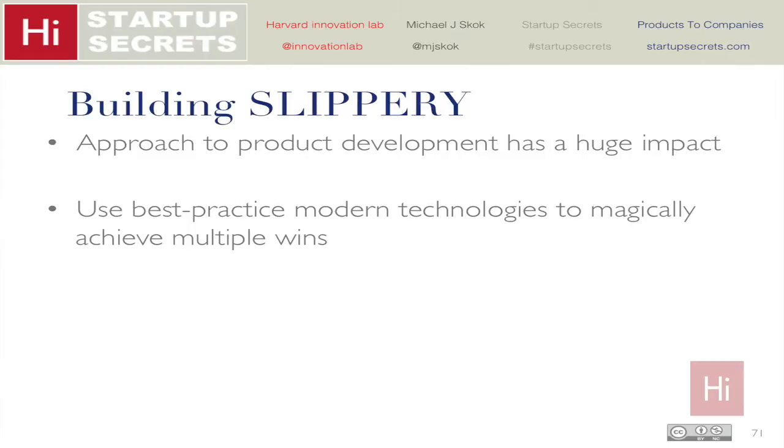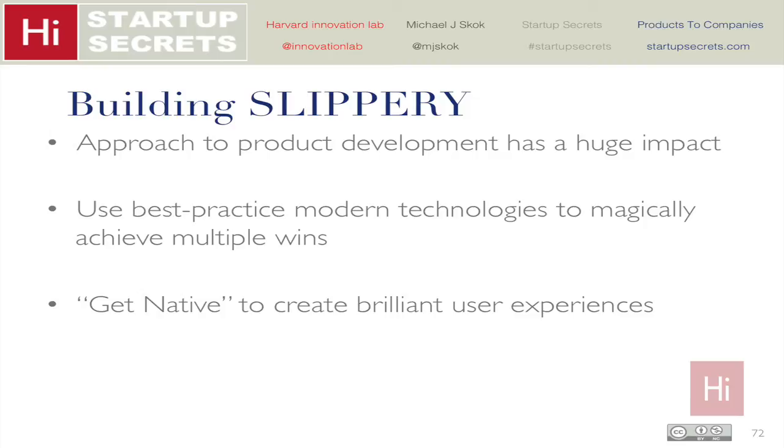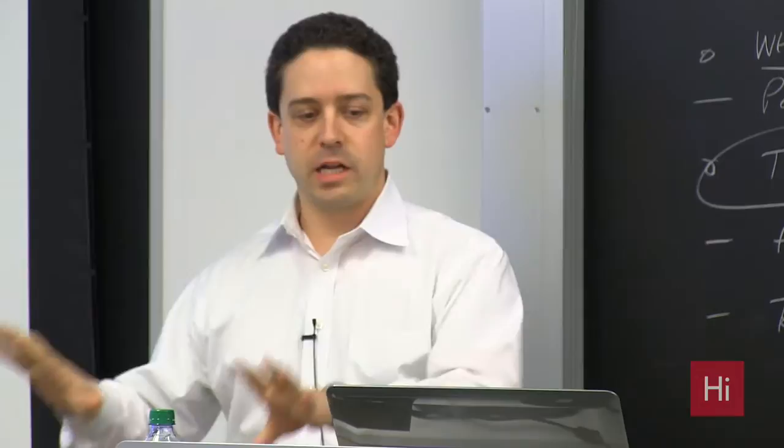Thirdly, getting native. I think getting native is the key to this non-disruptive adoption that Michael talked about. So non-disruptive adoption means making your company a natural extension of what users already do, where users already are, and there are ways that you can build product to do that.